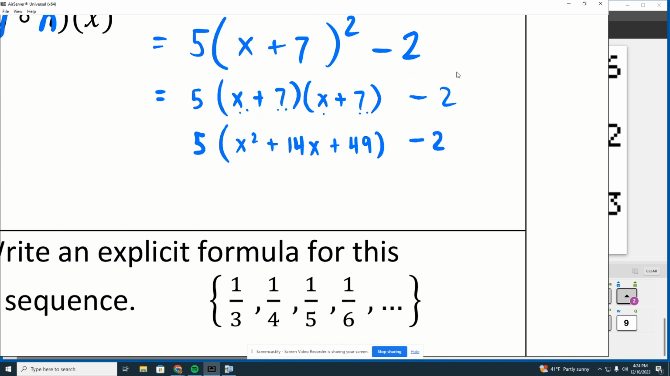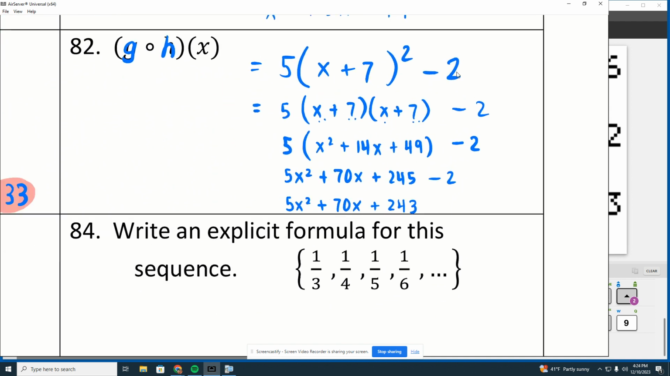Then I'm going to distribute that 5, so that's 5x squared. And then 5 times 14 is positive 70x. And then 5 times 49 is positive 245. And then minus 2. So my final answer is 5x squared plus 70x plus 243. Okay? So that's composition of functions. It's pretty fun. Good times.